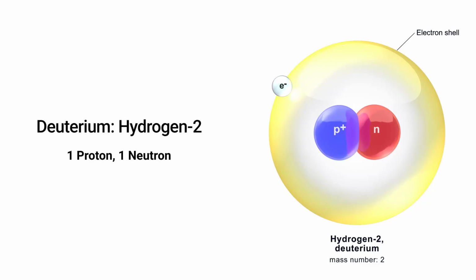Next, we have deuterium, often called heavy hydrogen. Like protium, it has one proton maintaining its identity as hydrogen. However, deuterium has 1 neutron in its nucleus. This means its atomic number is still 1, but its mass number increases to 2. This extra neutron makes it slightly heavier.